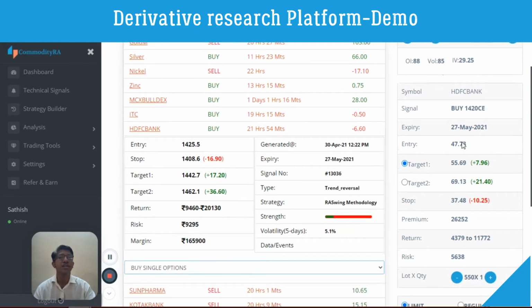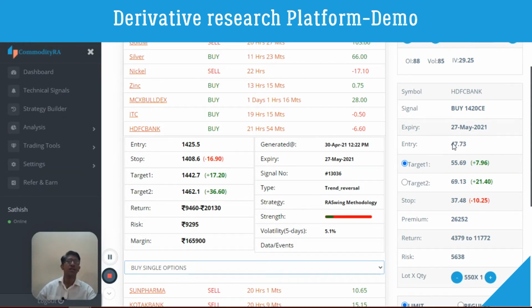It is converting the entry, target 1, target 2 and stop, which are mentioned here also, into option levels using the option pricing method. And premium, how much premium? This is the investment in option buy, how much premium you need to pay, and the return and risk figures are the same as mentioned here. You see here target one is 17 rupees, it is predicted here, but when it comes to the option it's only moving 7.96 rupees, and here it has predicted 36 rupees. We are expecting only 21.4, and when the stop hits 16 rupees, we are hitting with 10 rupees. This is because it is yesterday's call and 1 day has passed.